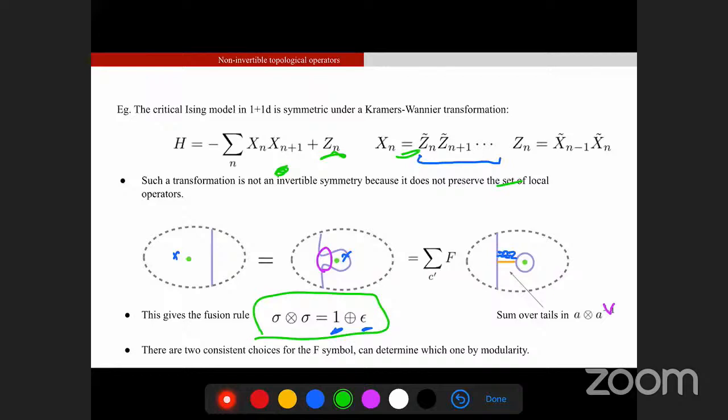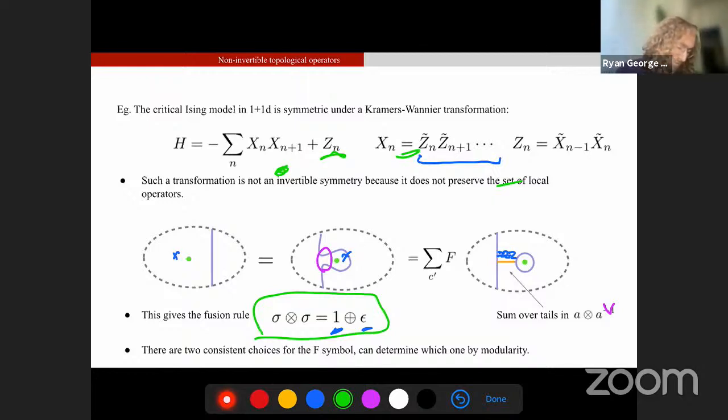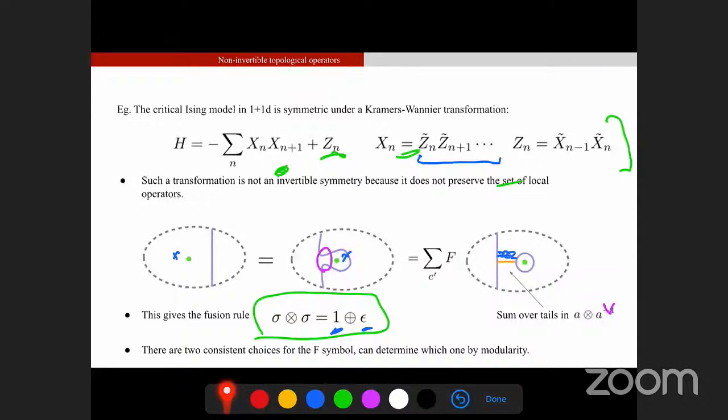Shouldn't you really define a symmetry to be the existence of these lines? Yeah, that's what I do. So here, this is just to remind you maybe a little bit about the Kramers-Wannier transformation. I just wanted to remind you that some local operators get sent to non-local operators, to argue why there should be this string here. I could have argued from CFT.